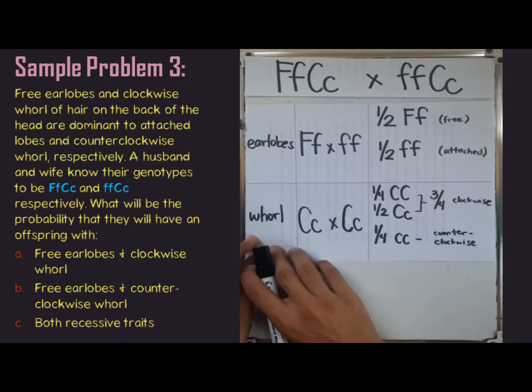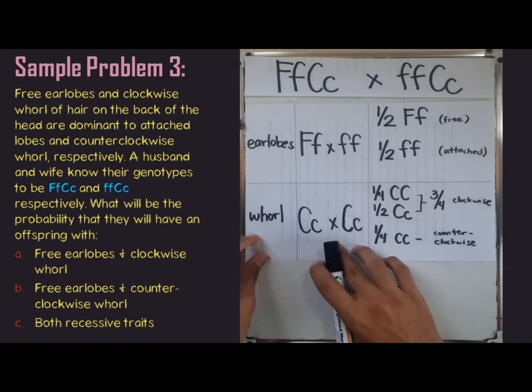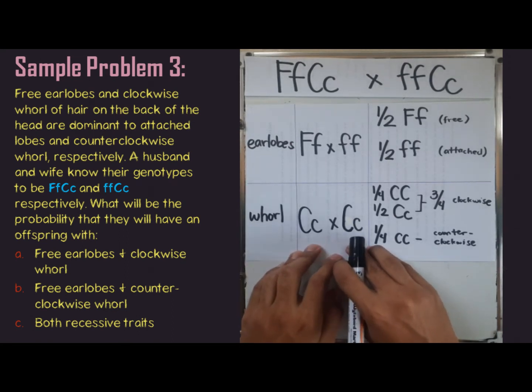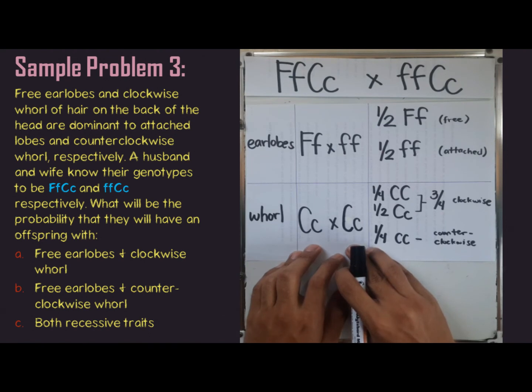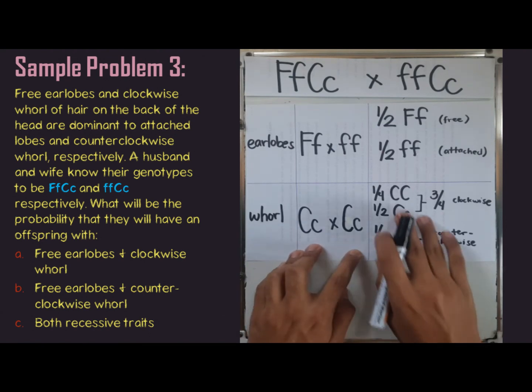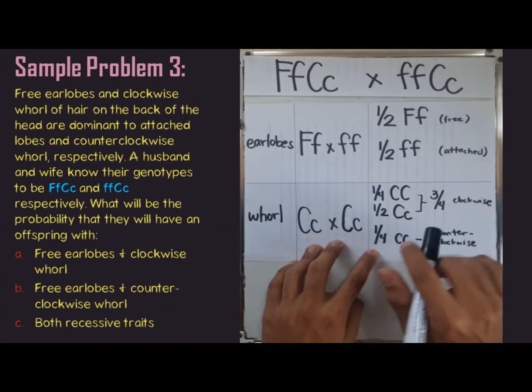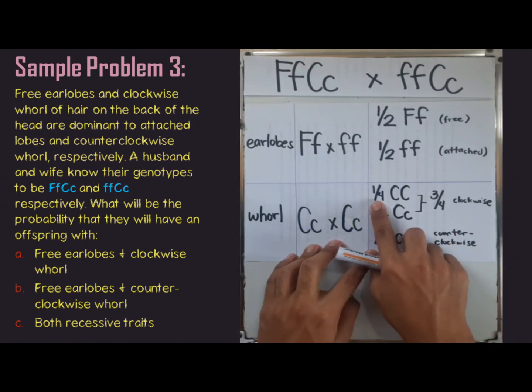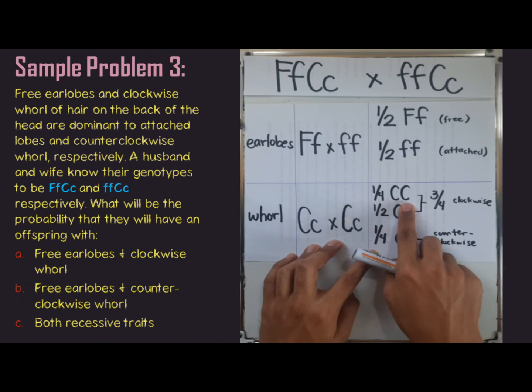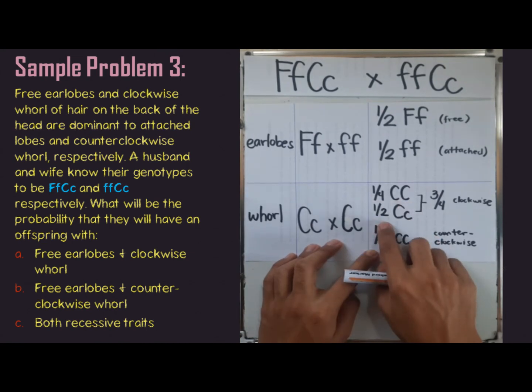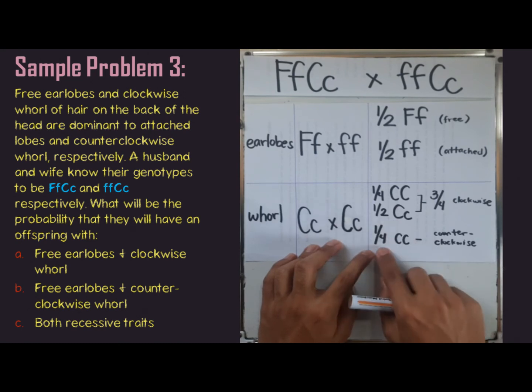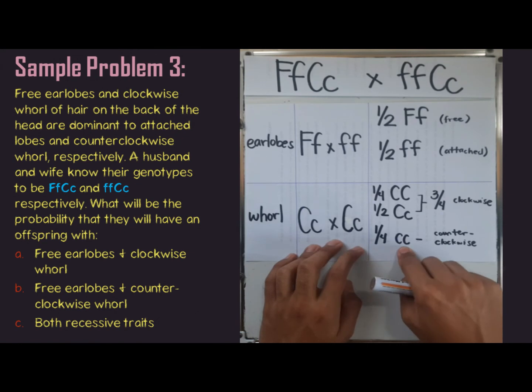Now, for the second trait, the whirl, we can say that both parents are heterozygous dominant for the clockwise swirl, then we are going to have the following. The first one, we have 1/4 homozygous dominant clockwise swirl, 1/2 or 2 out of 4 heterozygous dominant clockwise swirl, and 1/4 homozygous recessive counterclockwise swirl.